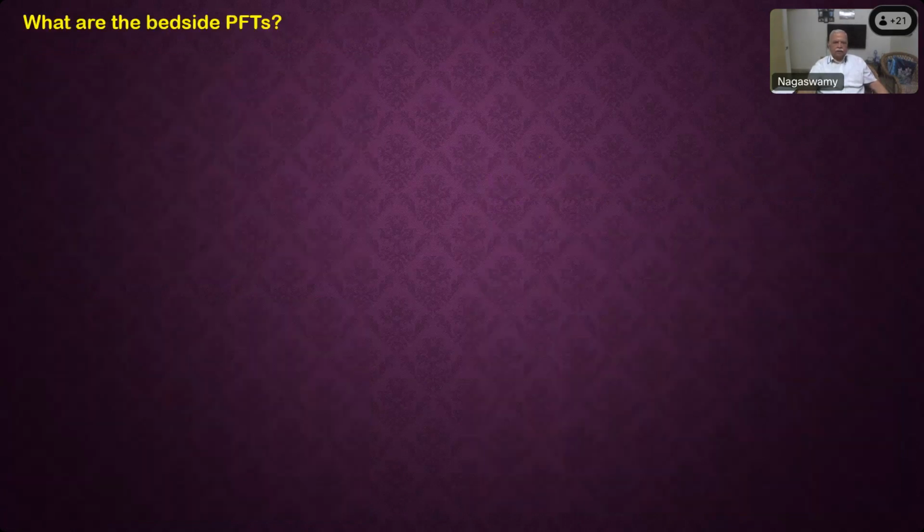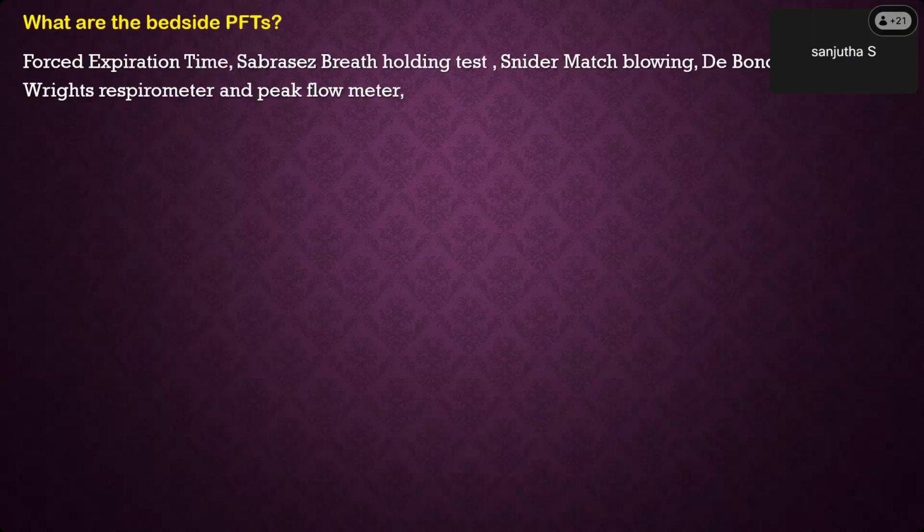Now, what are the bedside pulmonary function tests you can do if you can't take the patient to the pulmonary function test lab? What are the bedside tests you can do to distinguish between obstructive airway disease and restrictive airway disease? Match blowing test. Very good. The match cough test, expiration time, Sabrasez breath holding test, Snider match blowing, and DeBono's whistle, Wright's respirometer, and peak flow meter. So these are all the small tests that you can do.